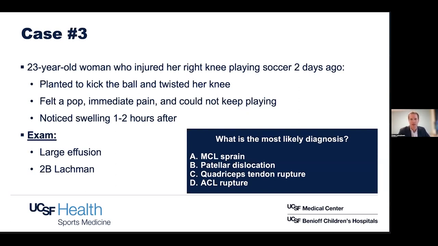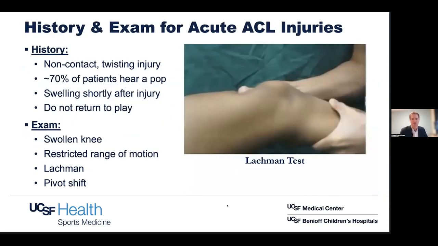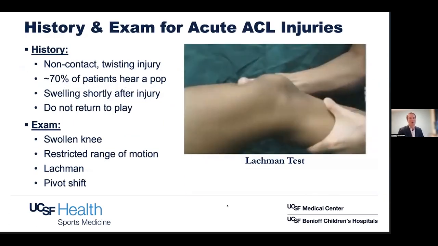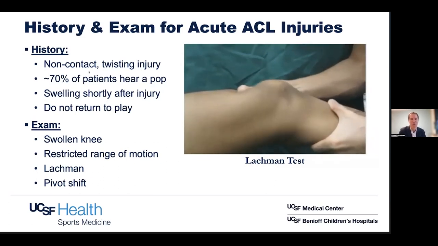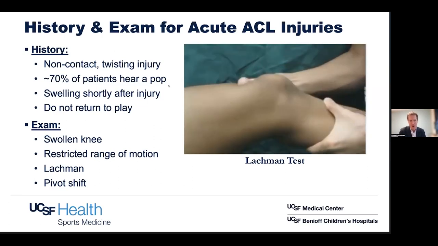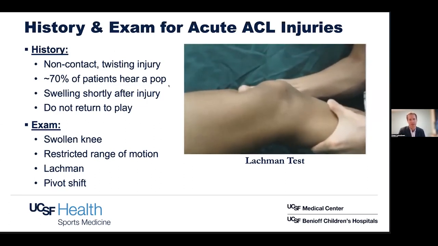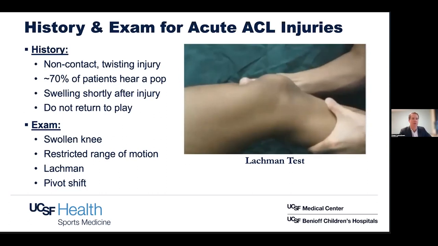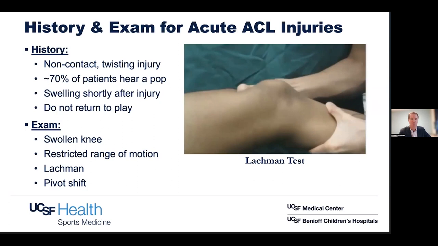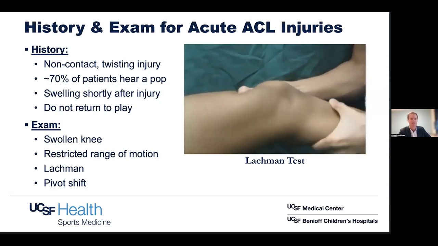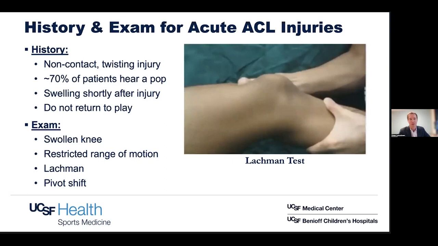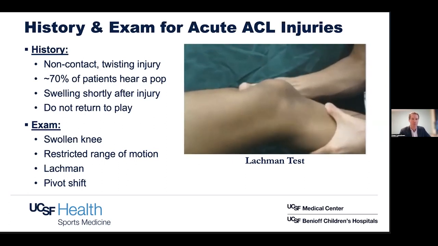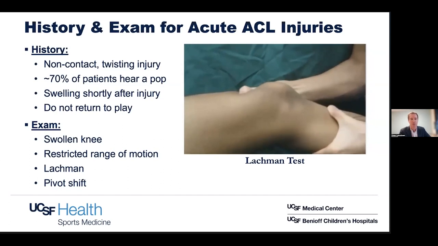Let's see. We'll just skip ahead on the poll, but ACL injury. So the ACL will be our most common surgically treated knee ligament. Oftentimes it's that non-contact twisting injury. Most patients will either feel or hear a pop and then they'll have swelling shortly after the injury. Most of the time they don't go back to play. They know that something's wrong with the knee and they can't go back in. In contrast to a meniscus where you may tweak the knee, have no pop or maybe a small pop, and then maybe be able to keep playing afterwards.